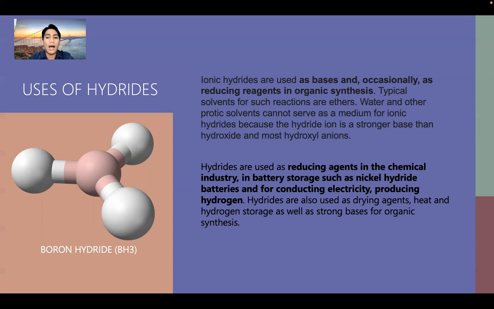Another use of hydrides, specifically metallic hydrides, is as a reducing agent in chemical industries, in battery storage such as nickel hydride batteries, and in conducting electricity, producing hydrogen. Hydrides are also used as a drying agent. So if you have a solvent with some water impurities, we can use some hydride, commonly sodium hydride, to dry that reagent, to remove the water as a contaminant. And also heat and hydrogen storage, as well as a strong base for organic synthesis, like what I said earlier.